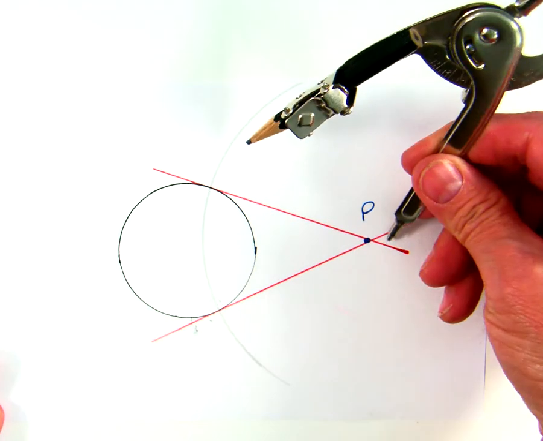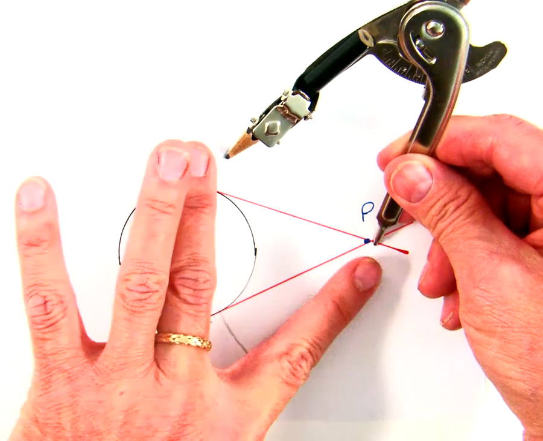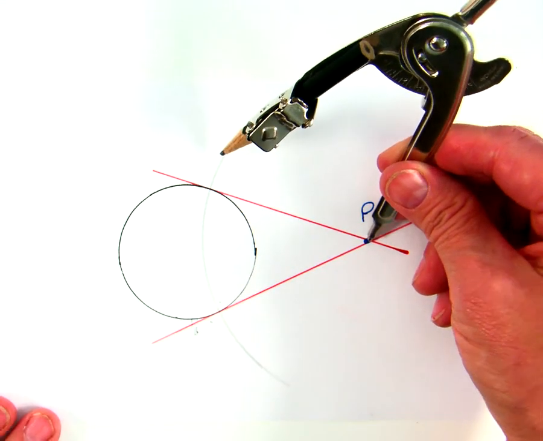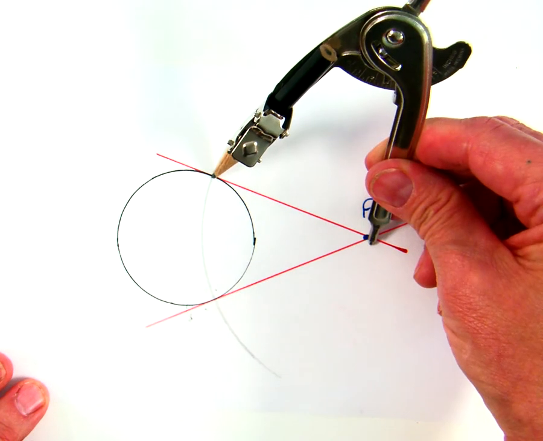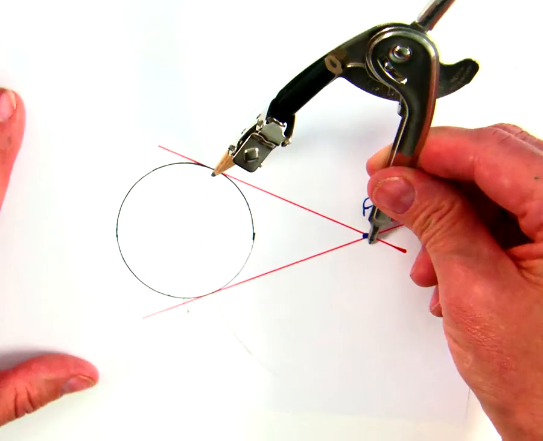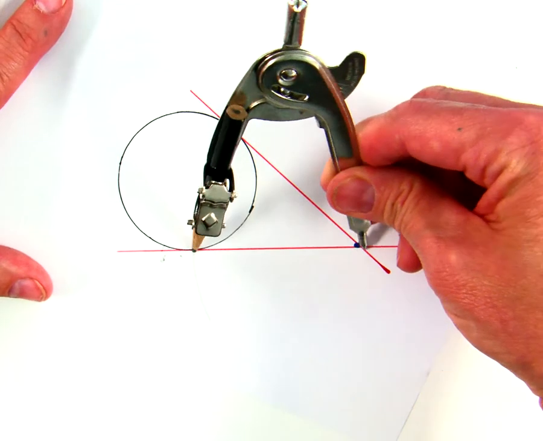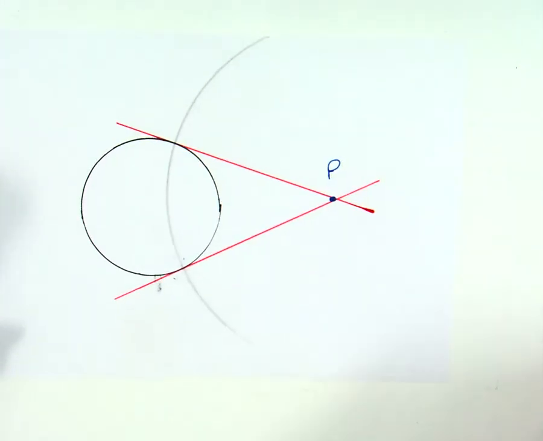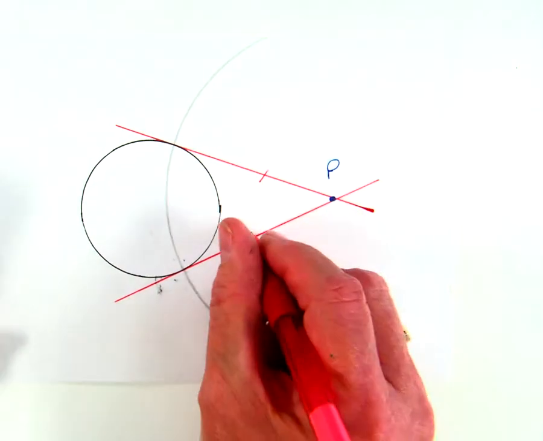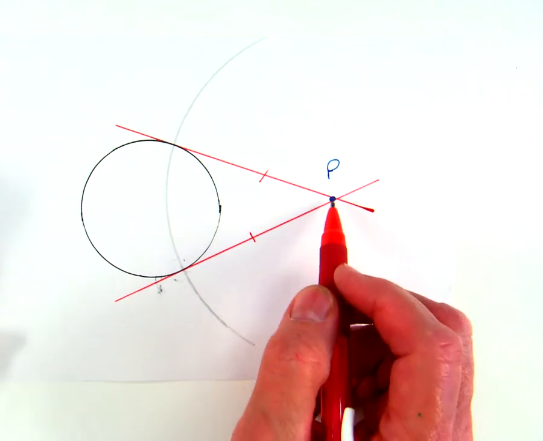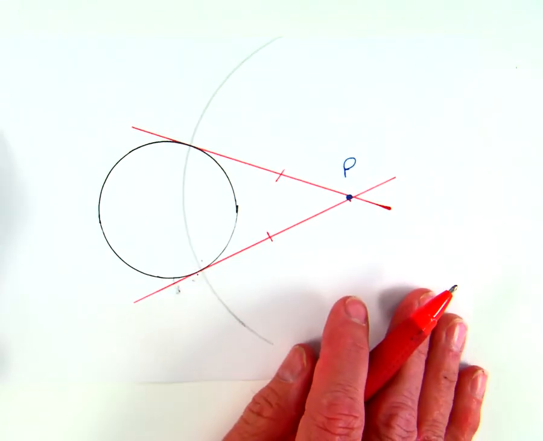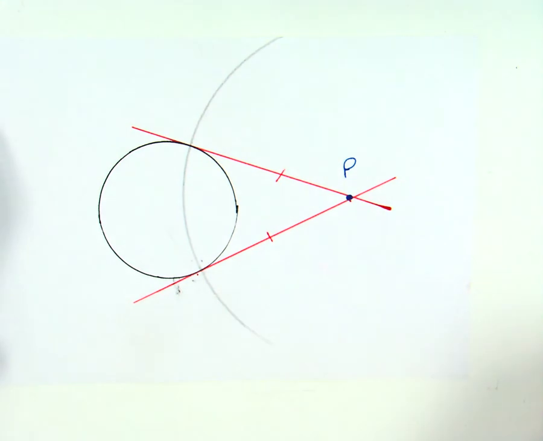Remember that when you use a compass, the distance that it's set is the radius of the big circle that you're drawing with the compass. All radii are equal, so this distance to the top point of tangency is congruent to the distance to the bottom point of tangency. So we can mark them as congruent. These tangent segments from the external point to the point of tangency are congruent. Wonder if that just happened. Did it just happen? I don't know.